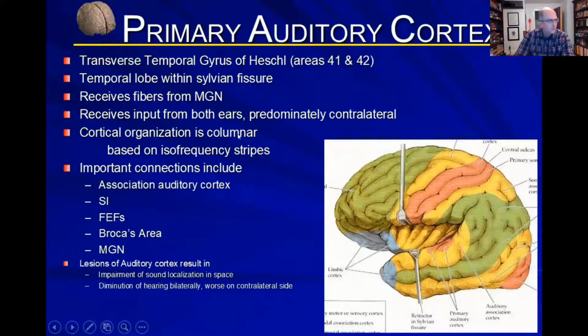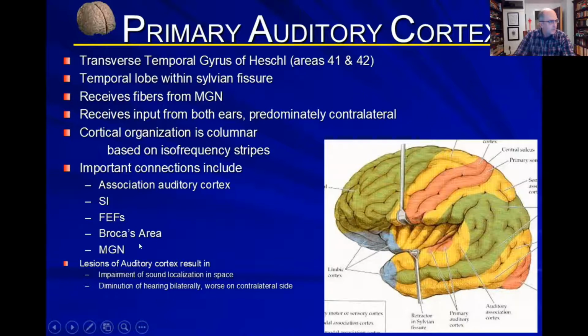Cortical organization is columnar, based on isofrequency strips. So if you really dive into the microanatomy, most of the sensory cortices have some sort of columnar structure from superficial to deeper areas in the cortex. You're probably most familiar with that 6-layer structure that you see in the visual cortex that's very well mapped out. Well, there's also a similar columnar structure based on frequency for audition. And there's a similar theme with some of the other cortices.